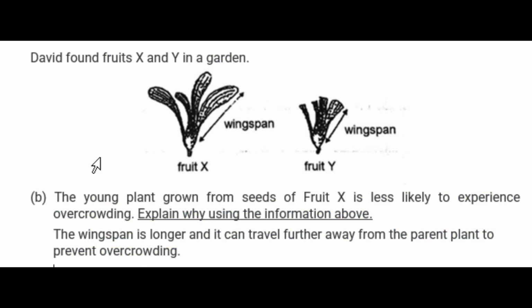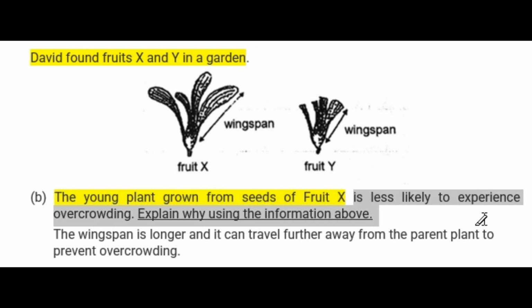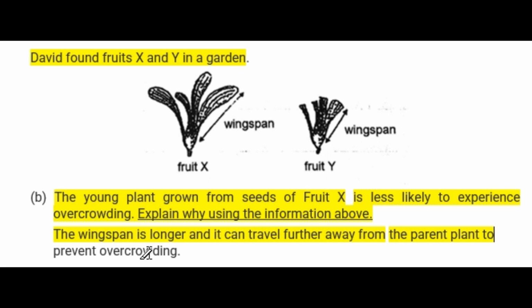David found fruits X and Y in a garden. B. The young plant grown from seeds of fruit X is less likely to experience overcrowding. Explain why using the information above. The wingspan is longer and it can travel further away from the parent plant to prevent overcrowding.